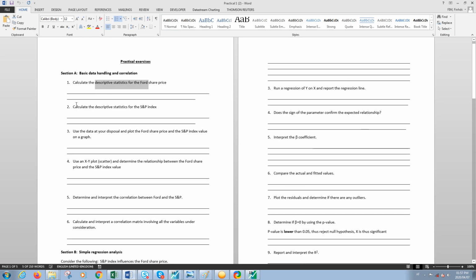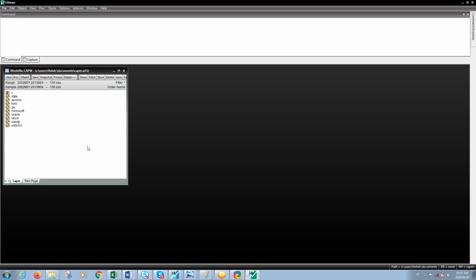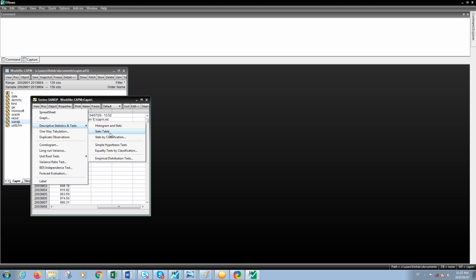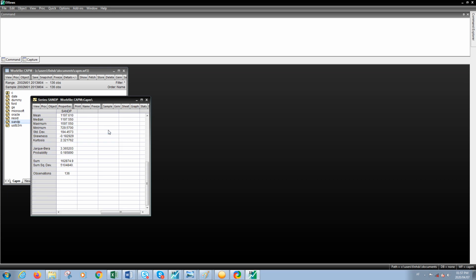Okay. Also asks you to calculate the descriptive statistics for the Standard & Poor index. So for this you go into your S&P index. Go to view. Once again, descriptive statistics or stats table. And then you've got your descriptive statistics on your S&P. You can interpret it according to your textbook and according to your understanding.